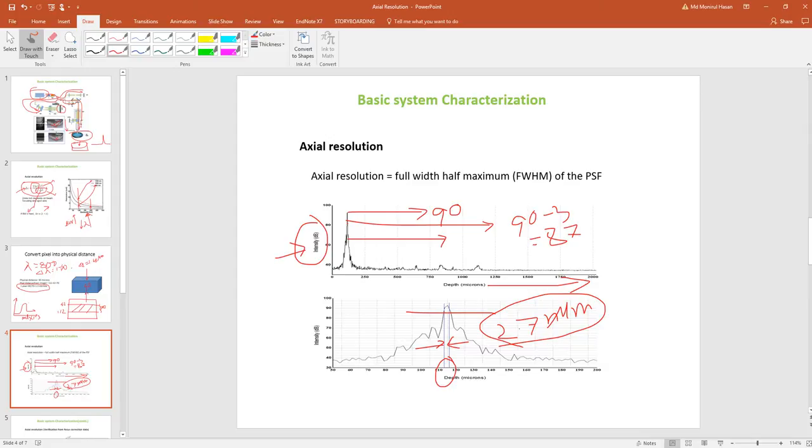In the next video I will talk about how to calculate the lateral resolution of our OCT system.